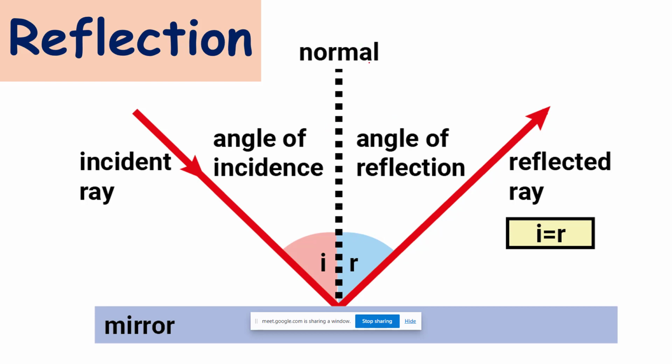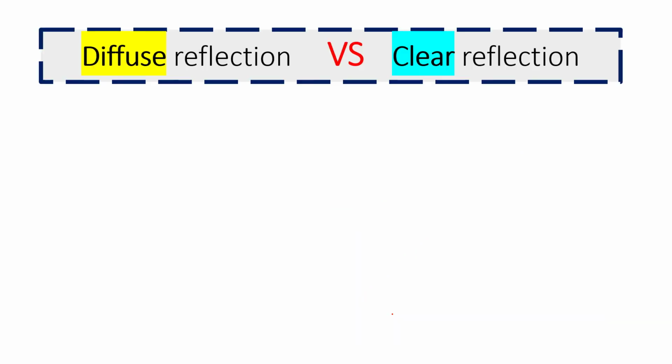Look at this, student. This one we call the normal line. And this one is the incident ray. And this one, we call the reflected ray. Can you see it? The ray. And this one is the angle of incidence, right? And this one is a mirror where it reflects.